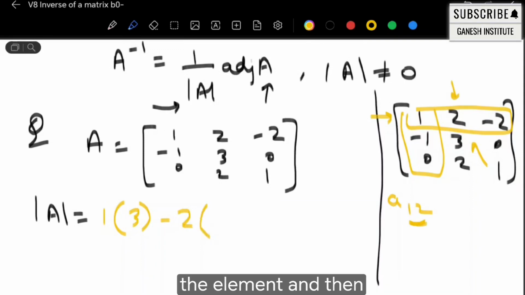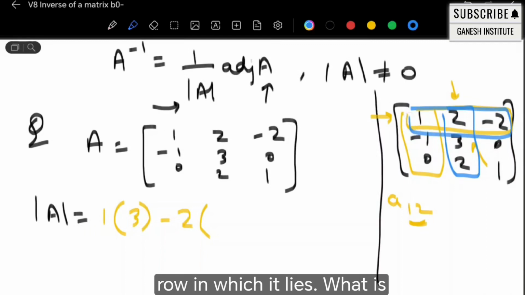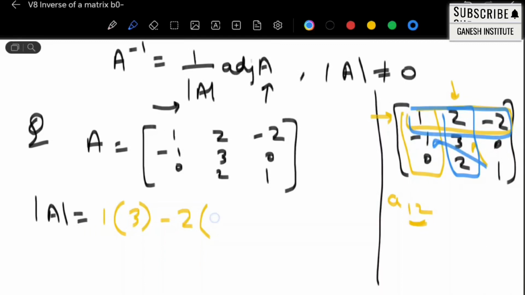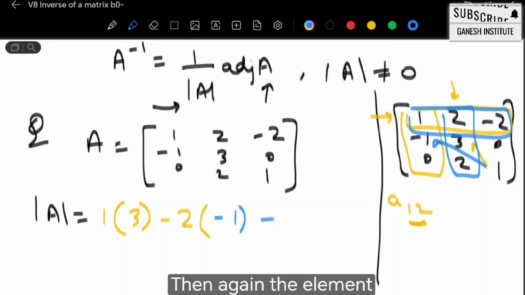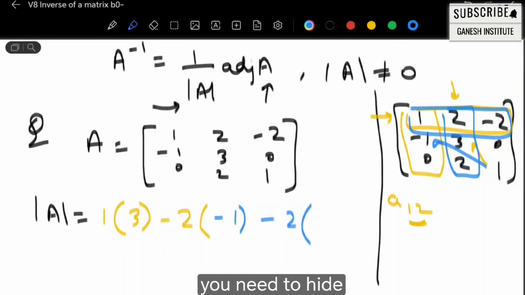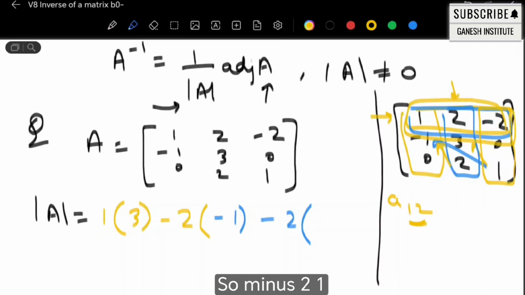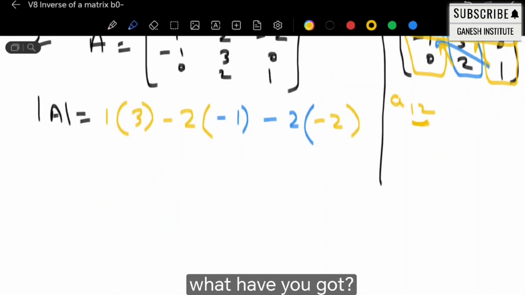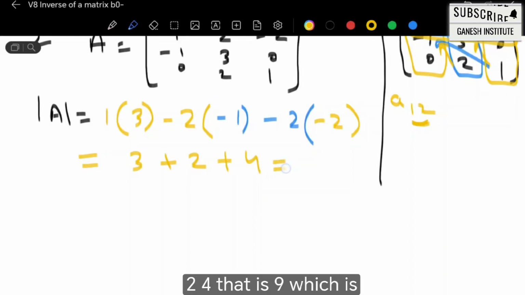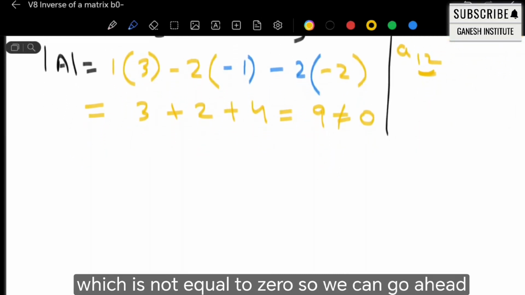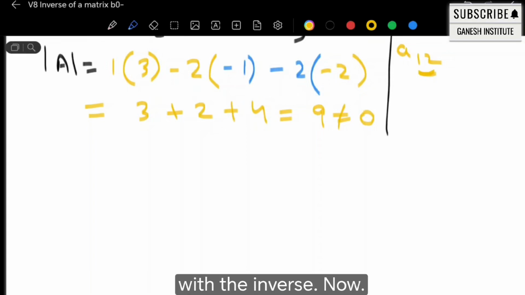The element, and then hide the column and row in which it lies. What is left? Minus 1. Then again the element, you need to hide the column and the row in which it lies. So minus 2 ones are 2. So what have you got? 3 ones are 3, plus 2 plus 2 to the 4, that is 9, which is not equal to 0. So we can go ahead with the inverse.